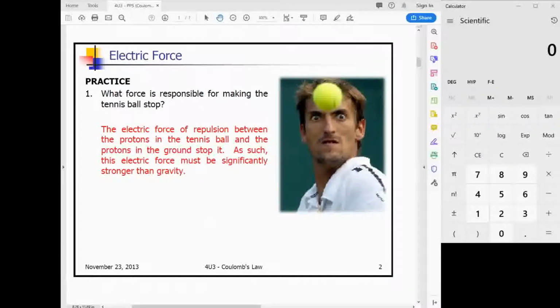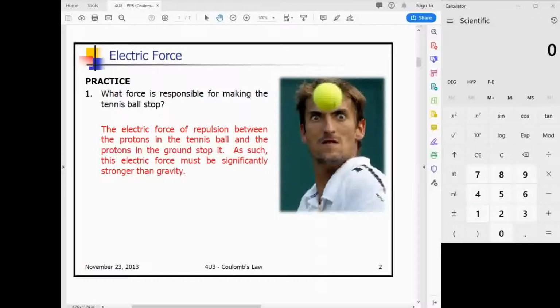So what force stops the tennis ball? And really, it's the repulsion of the floor that's stopping the tennis ball. And that repulsive force is actually an electric force. It's the force between the protons in the tennis ball and the protons in the floor that are repelling each other. And that repulsive force will cause the tennis ball to lose its kinetic energy with each bounce and then eventually stop.